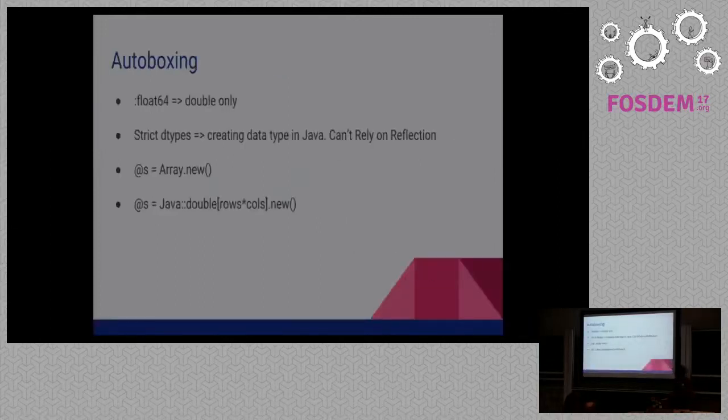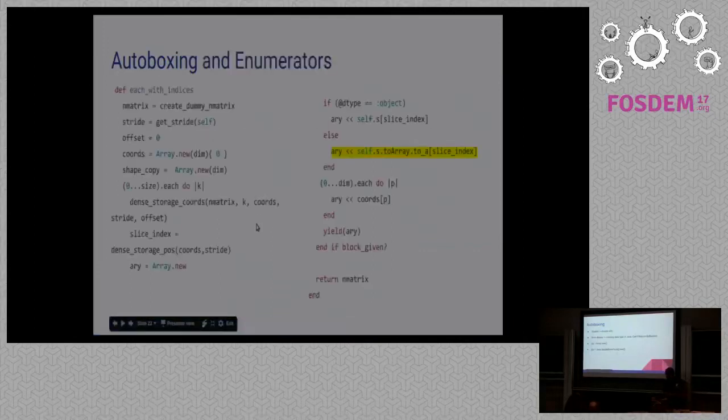So next is autoboxing. As this project was in the initial stage, I just dealt with float 64, that is doubles only, because we had to deal with reflection, and that's all. Then for strict we created data types using Java, and we couldn't rely on reflection for large data. For example, if you create storage as Array.new and storage as a Java double array with rows and columns, the second one will definitely be faster, because you know the size of the array, and you can loop through the second array faster.